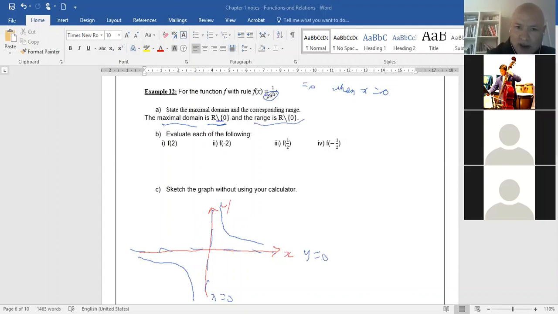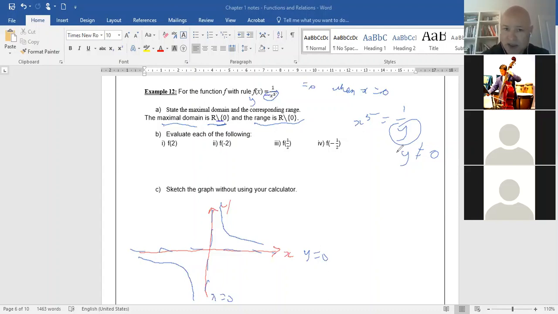But we could have rearranged this. Let's say that was y. We could have gone x to the power of 5 equals 1 divided by y. And we can see straight away that y cannot equal 0. Okay, so there was our asymptote as well. But that's all it is.